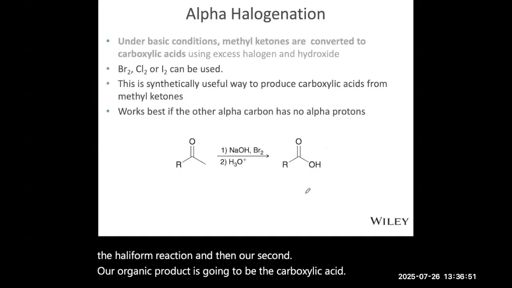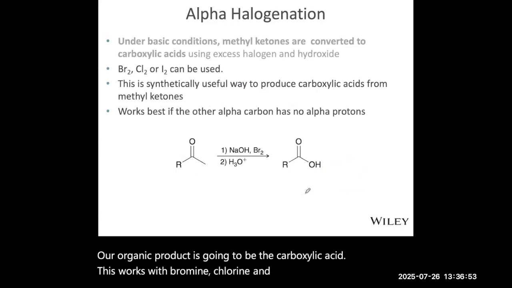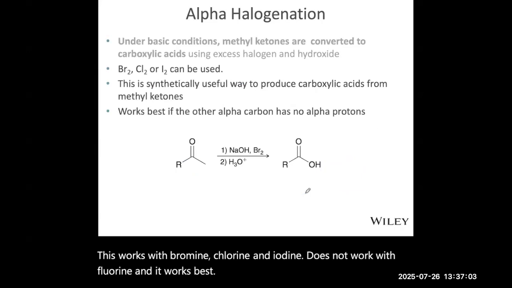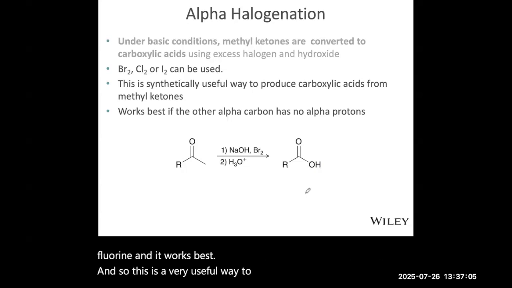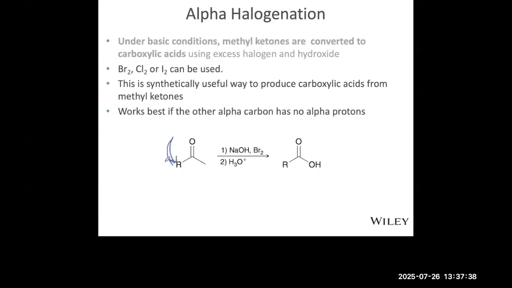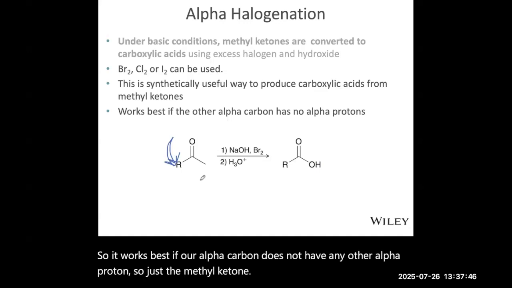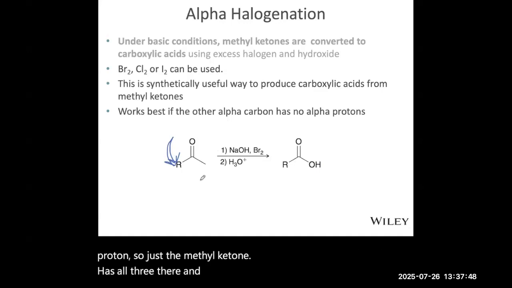This works with bromine, chlorine, and iodine, does not work with fluorine. And so this is a very useful way to produce carboxylic acids from methyl ketones. So it works best if our alpha carbon does not have any other alpha proton. So just the methyl ketone has all three there, and then the other side doesn't have any available. So then it's just more straightforward.